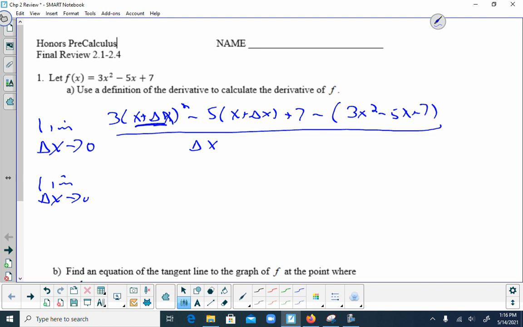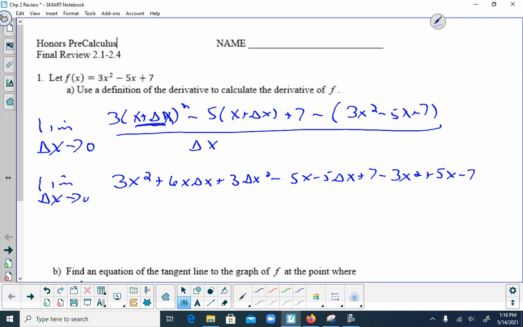Here, I'm going to FOIL this and distribute the 3 at the same time, so I'm going to have 3x squared plus 6x delta x plus 3 delta x squared minus 5x minus 5 delta x plus 7 minus 3x squared plus 5x minus 7. And this is all over delta x.